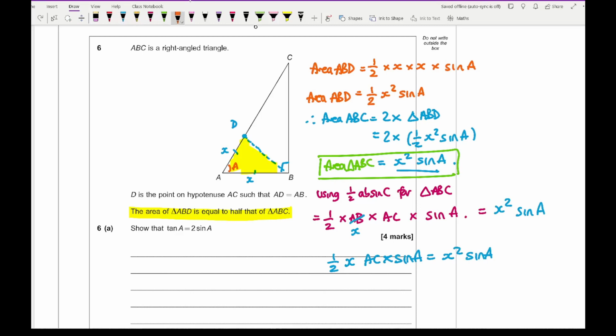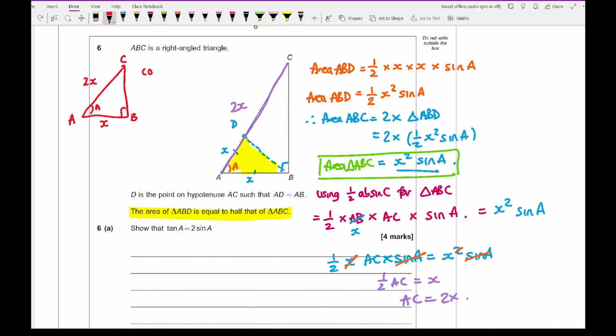Then doing a bit of cancelling, that X cancels with one of those X's, the sine A cancels with sine A, and what I'm left with is that half AC equals X, so AC equals 2X. So what I've got is that the hypotenuse of this triangle is 2X. Now you might be thinking to yourself, where are we going with this? Well, if I take that triangle out again, let me draw this triangle here, and this is ACB. This length here is 2X, and this length here is X, and this is angle A.